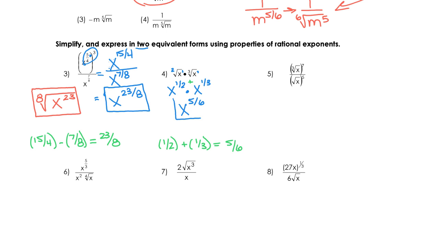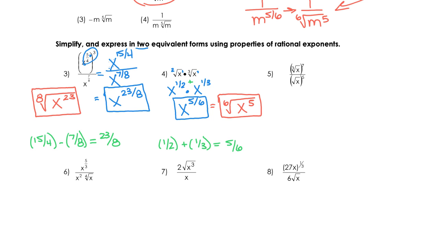And that's going to be one of our answers, but they want two equivalent forms. So we're going to go ahead and rewrite it as a radical with x underneath. 6 is on the bottom, so 6 goes in the crack, and 5 stays on. And there is our other form. All right, number 5.